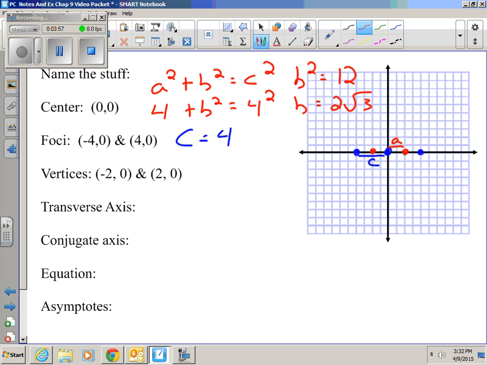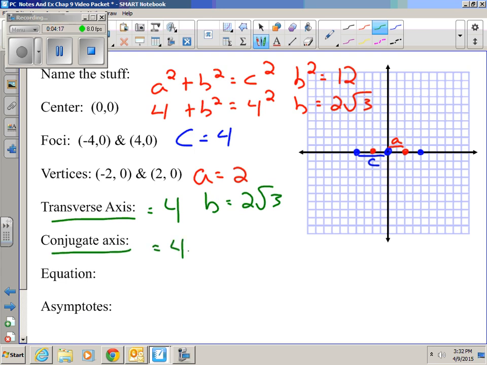So I'm just going to write that in here. Our A is equal to 2, and our B is equal to 2 root 3. That means that our transverse axis is 2A, which is equal to 4. And our conjugate axis is 2B, so that's equal to 4 root 3.